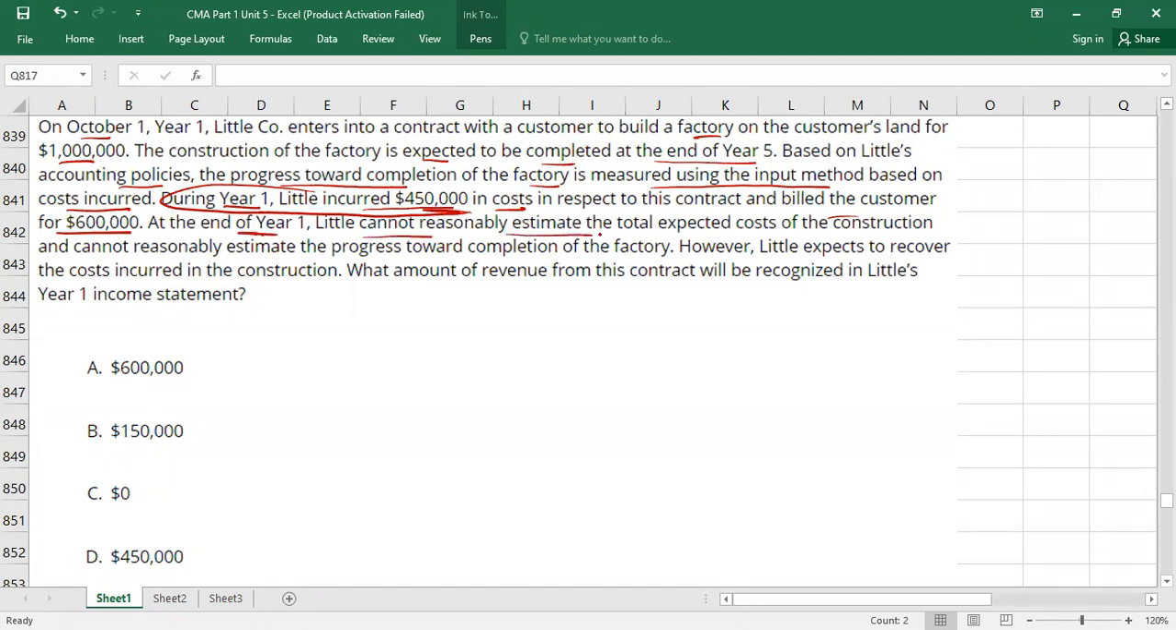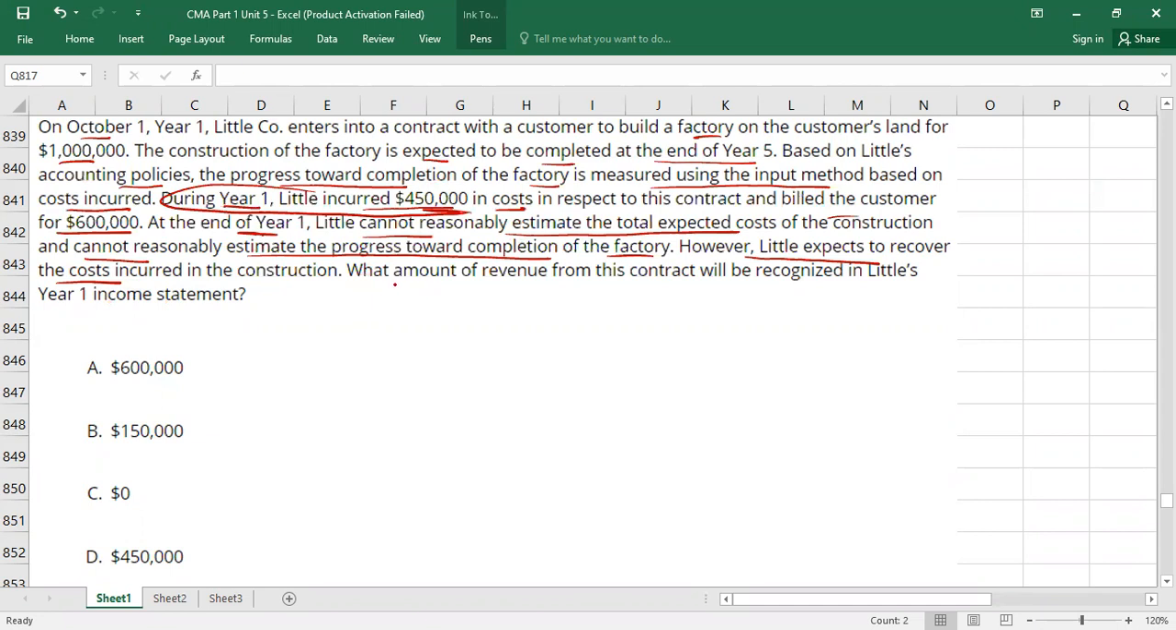At the end of year 1, Little cannot reasonably estimate the total expected cost. It means the input method is no longer applicable, because cost data is not reliably measured for the construction and cannot reasonably estimate the progress toward completion of the factory. They are saying the input method cannot be applied. However, Little expects to recover the cost incurred.